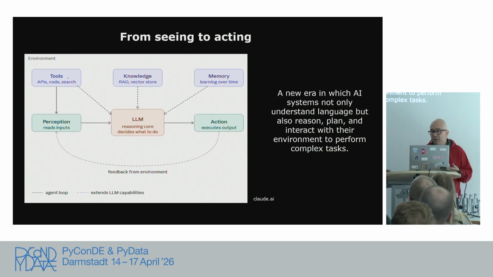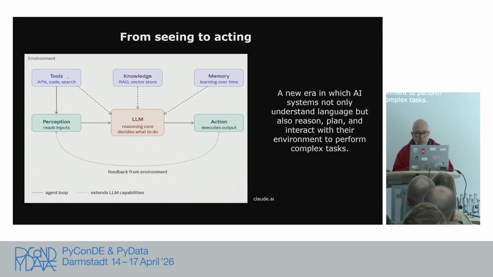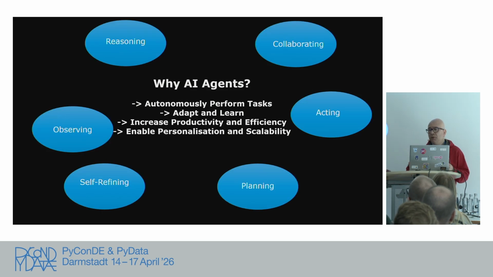Also, there is the memory and the knowledge. With this memory and knowledge, they retain the context of the interaction, and for some agents, there is also the opportunity to learn from some external knowledge. So why use an agent?